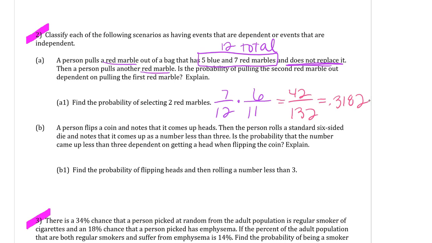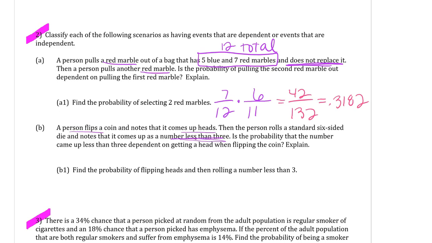Okay, next question. A person flips a coin and notes that it comes up heads, then the person rolls a standard 6-sided die and notes that it comes up with a number less than 3. Is the probability that the number came up less than 3 dependent on getting a head when flipping the coin? No, it's not like you flip a coin and you get heads and then magically you're more or less likely to get a certain roll of a die. So flipping a coin and rolling a die are independent events. One event happening has no influence on the second event happening.